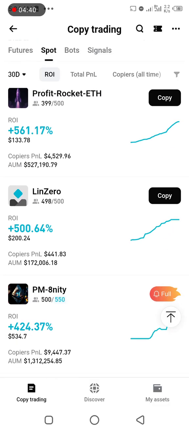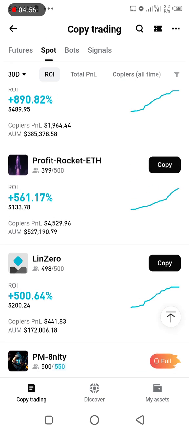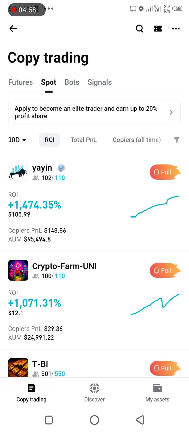So this is the spot. The next one, 500% return on investment, and 498. It's almost getting full. This next guy is at 500. Immediately it hits 500, I can't follow him. I can copy him again. So they are all doing well. That is one of the ways to make profit in the crypto space, copy trading.